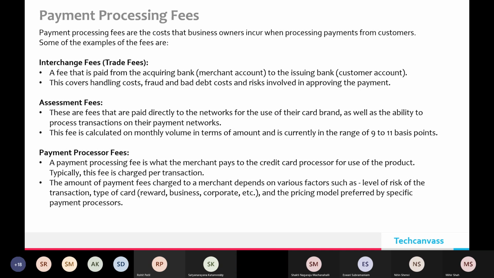Effectively, the merchant has to pay for the acquiring bank processor.